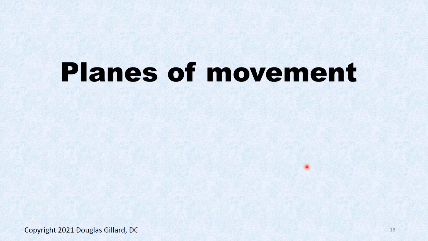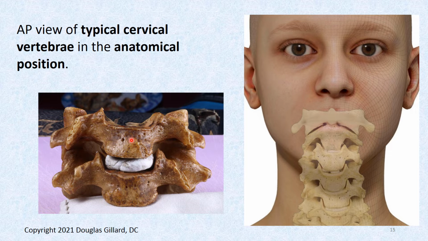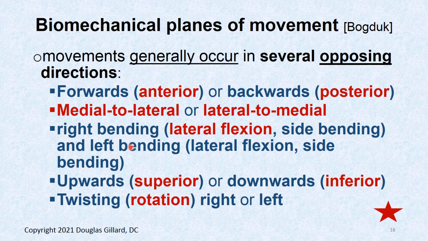But this is the most important part here, I would say: the planes of motion themselves. They're always described in regard to the anatomical position. Of course, this is the anatomical position of the body, and this is the anatomical position of the vertebrae. From an A to P view, we can see these are the bones. And that's a motion segment, right? Vertebrae, disc, vertebrae: motion segment. So we're always talking about motion in the anatomical position.